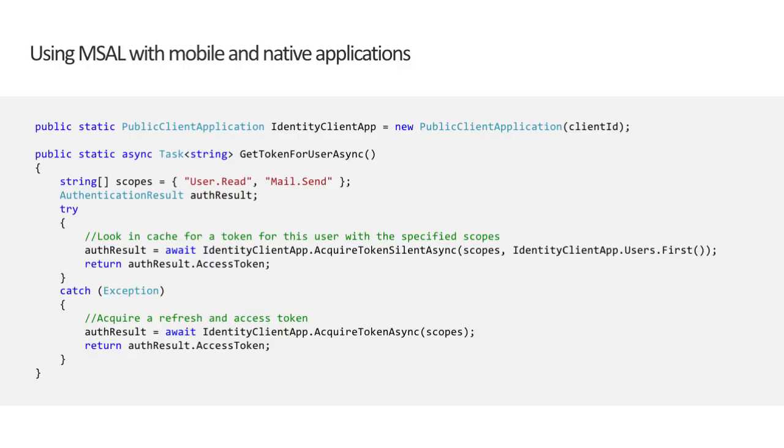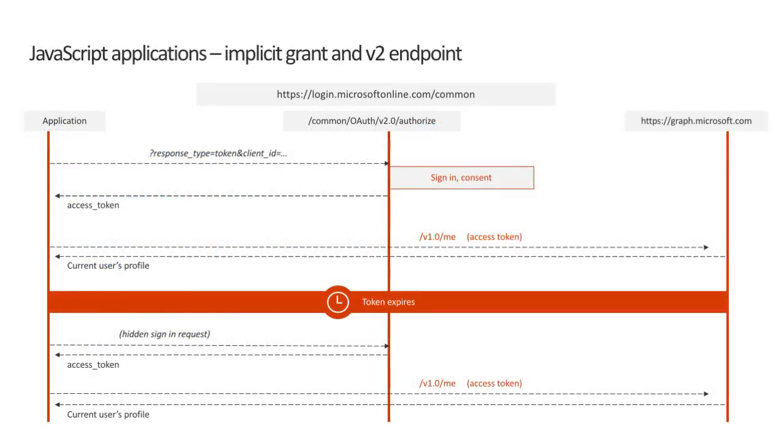Notice the scopes are not fully qualified URIs like we had in the V1 endpoint. Instead, they're very simple, just user.read. The Microsoft Graph applications can use this shorthand version. Now, unlike the authorization code flow, let's look at the implicit flow. JavaScript applications using the V2 endpoint work similarly to other types of applications, but they use a flow type called the implicit flow.